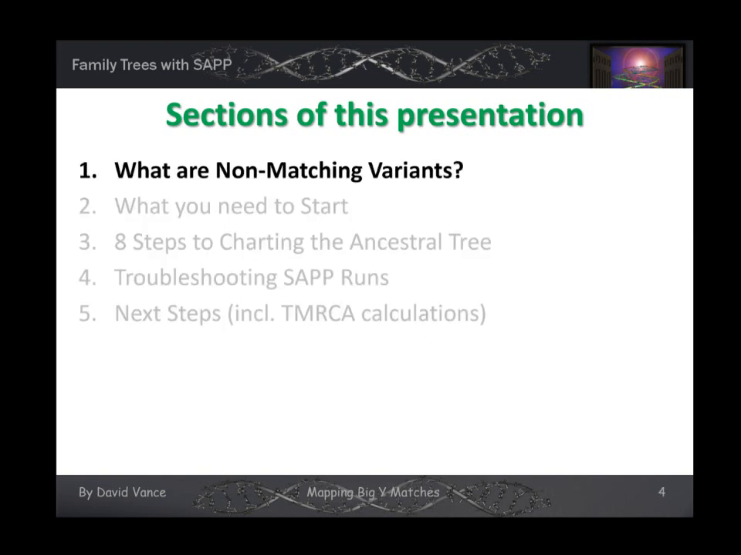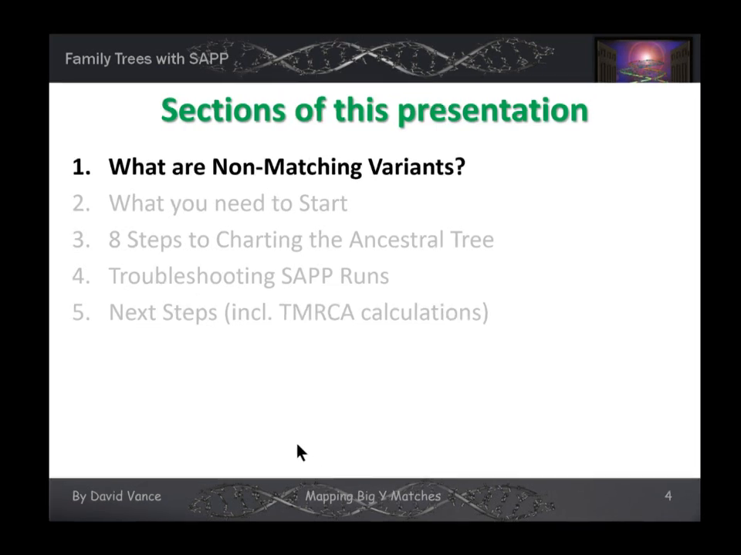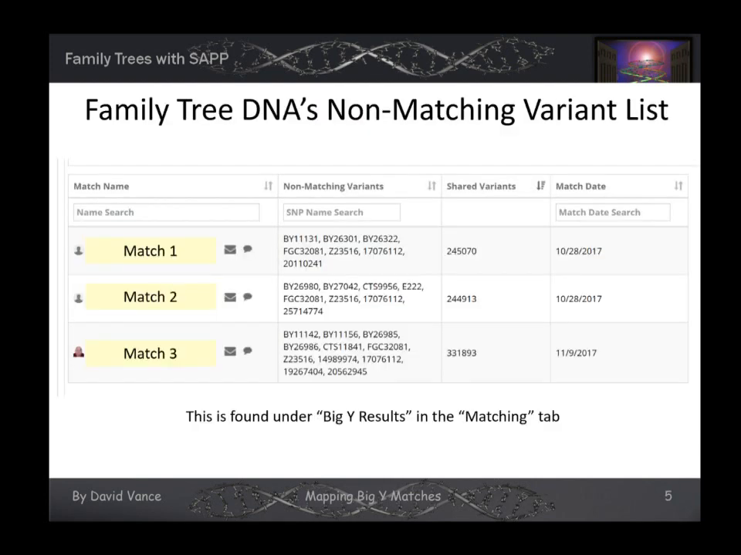So, to start with, we'll talk about what non-matching variants are. Well, if you go to your Family Tree DNA ID and you sign on and go under your Big Y results and look in the matching tab, you'll see this list of matches. Now, some people have no matches, of course. Sometimes you have to go up a level or two from your terminal SNP to find matches. But usually you'll end up with some number of matches.